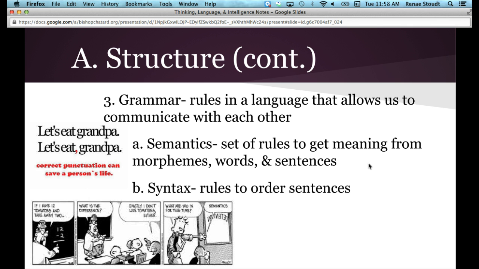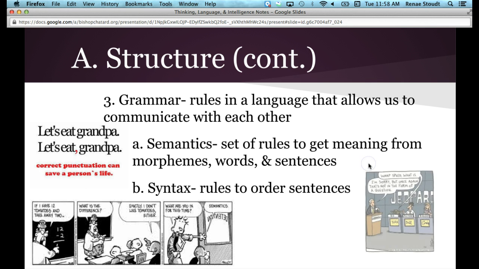All right, and then lastly, the syntax. Syntax are the rules to order sentences. For example, and this is one of the things that kids in elementary school have to work on, my 6-year-old may say, me and Olivia are going upstairs to play. Well, I tell him, no, Olivia and I are going upstairs to play. The rule to order the sentences, when you are talking about multiple people, you always come last, okay?